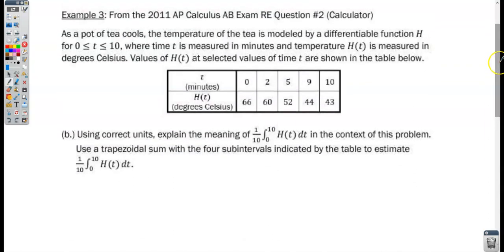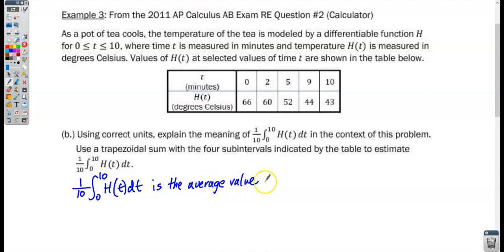Part B of this question. Using correct units, explain the meaning of 1/10 times the integral from 0 to 10 of h(t) dt in the context of this problem. Use a trapezoidal sum with the 4 subintervals indicated by the table to estimate this value. This is a good review of something we talked about a few sections ago. When you see the form 1 over a number, and that number is the difference between the limits of integration, this is telling you that we're calculating an average value. And so 1/10 integral from 0 to 10 of h(t) dt is the average value of h(t).